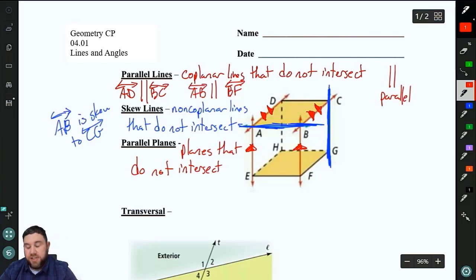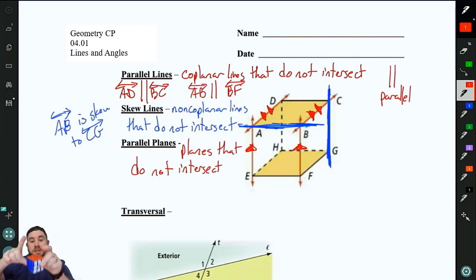So if you look at our figure here, the top and the bottom, the red side and the orange side, those are parallel planes because they never intersect. Keep in mind, planes go on forever.